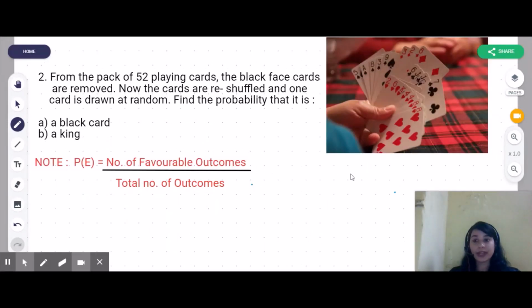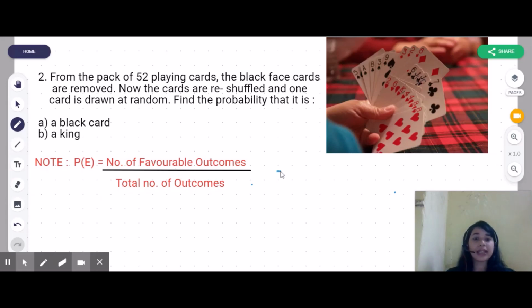Here is our second question. From the pack of 52 playing cards, the black face cards are removed. And now the cards are reshuffled and one card is drawn at random. Find the probability that it is a black card. Again, we have a formula in front of us that probability of any event is equal to the number of favorable outcomes upon total number of outcomes.